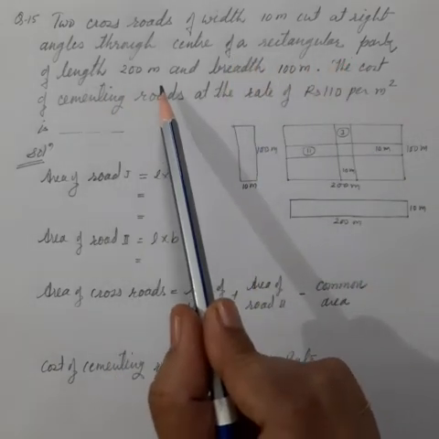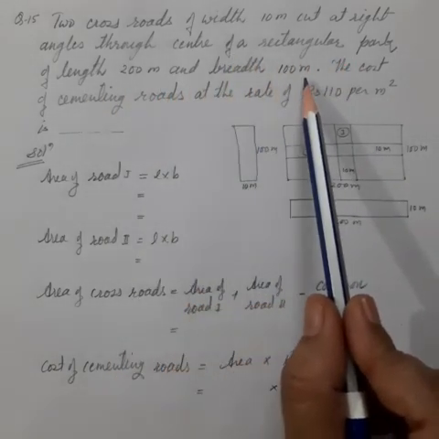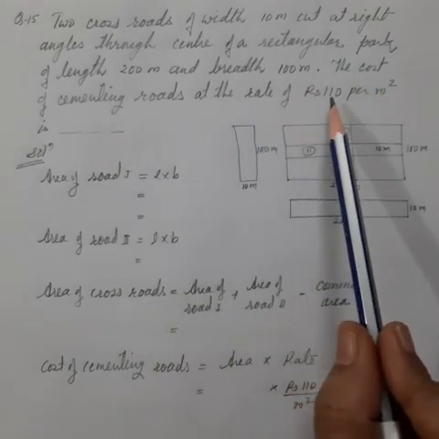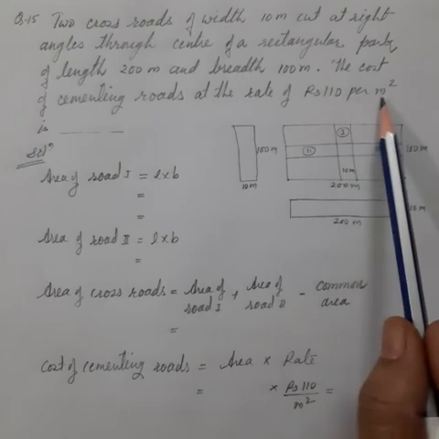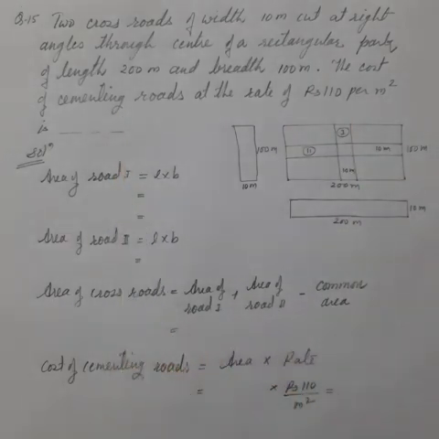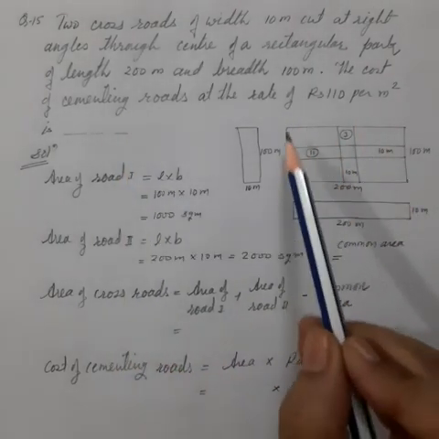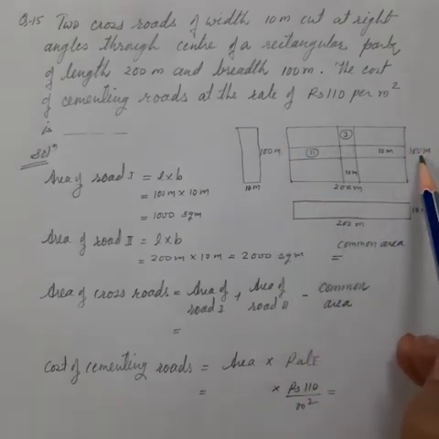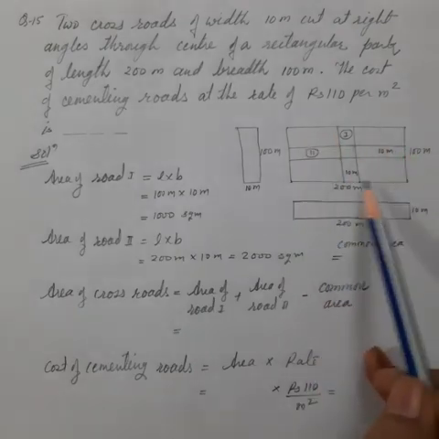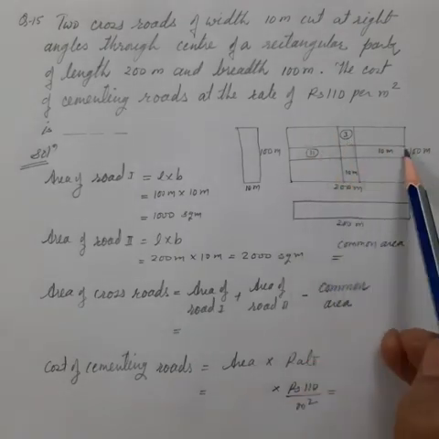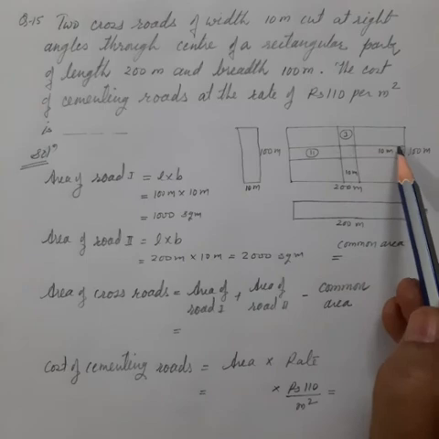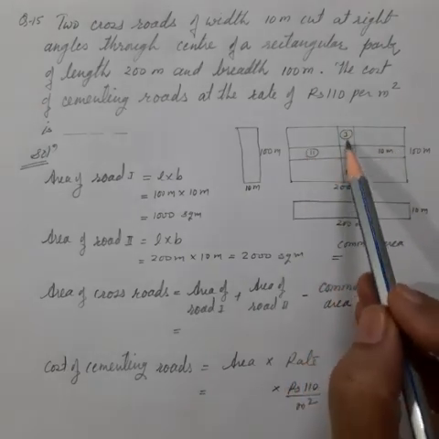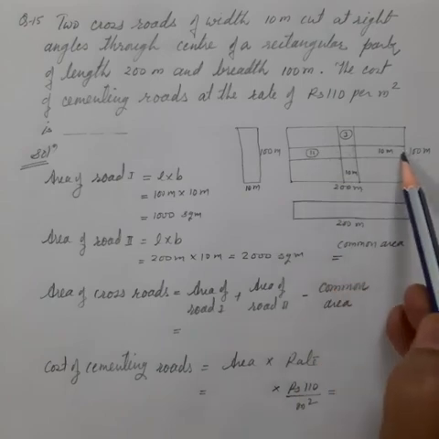of length 200 meter and breadth 100 meter. The cost of cementing roads at the rate of rupees 110 per meter square is what? A rectangular park. The length of the park is 200 meter and breadth of the park is 100 meter. And the park has two crossroads perpendicular to each other and cutting each other at the center. We have to find out the area of this crossroads.